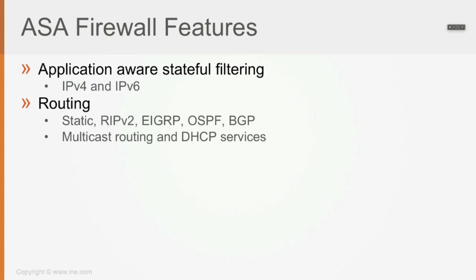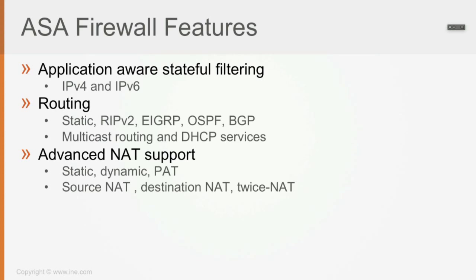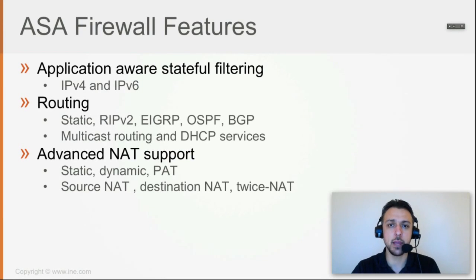Multicast routing, the HTTP server, the HTTP client, so the HTTP services. You can be both a client and a server. It has very advanced NAT configuration, especially starting with 8.3 code. We're going to speak about that exactly. So you can do pretty much all kinds of NAT: static, dynamic, PAT (port address translation), source NAT, destination NAT, twice NAT. As you take an IP packet, you can choose to NAT either the source IP address, the destination IP address, or both of them.